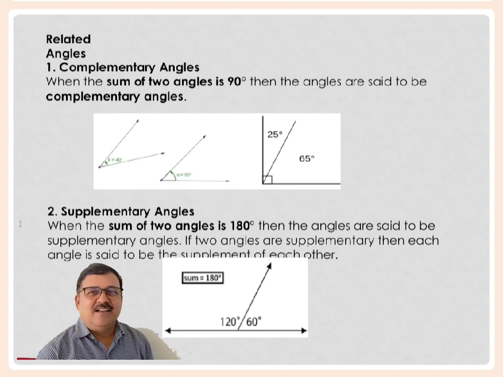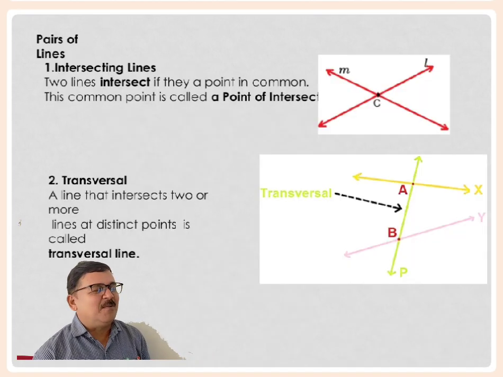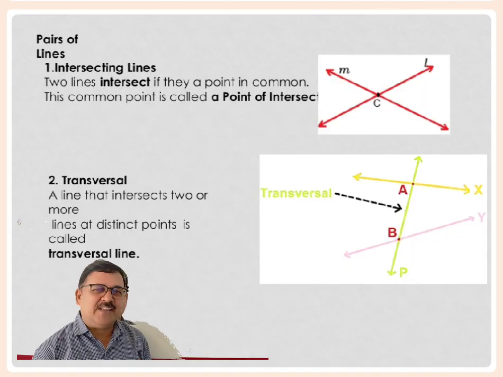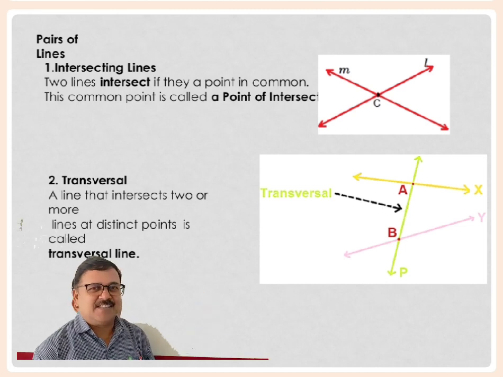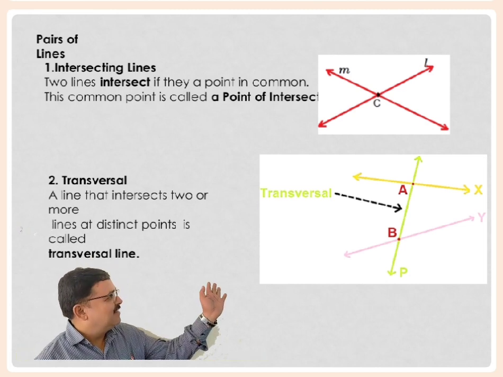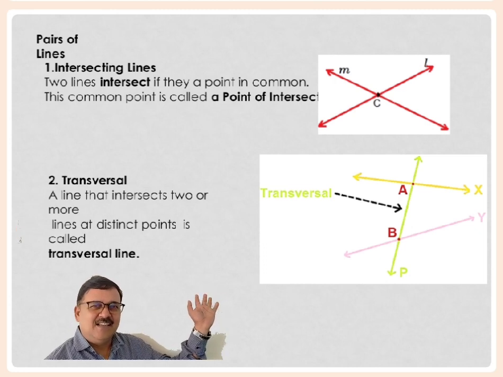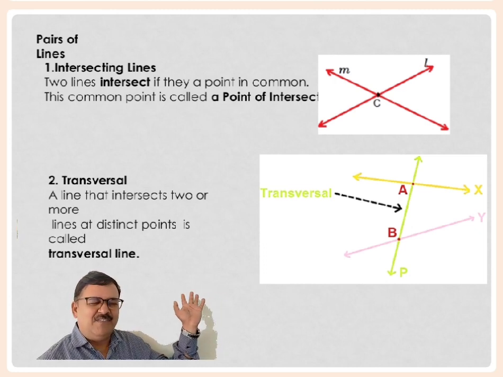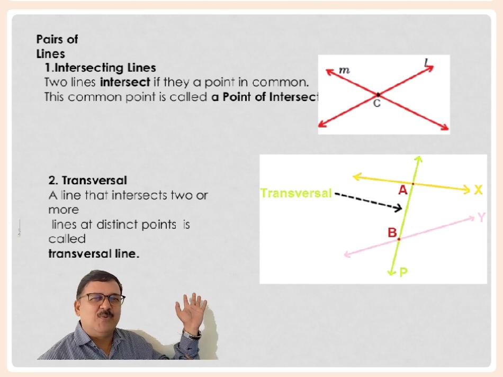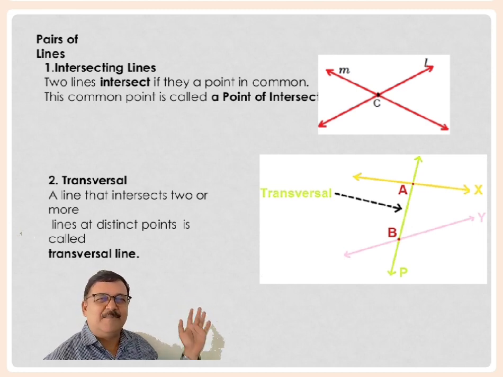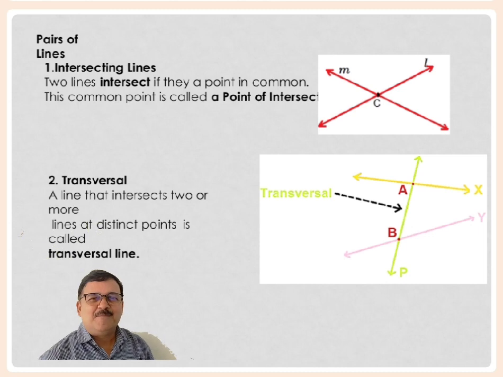Now, pair of lines, intersecting lines. Two lines intersect if they have a point in common. This common point is called the point of intersection. See in the first figure, two lines L and M have a common point C, and that point C is known as the point of intersection.